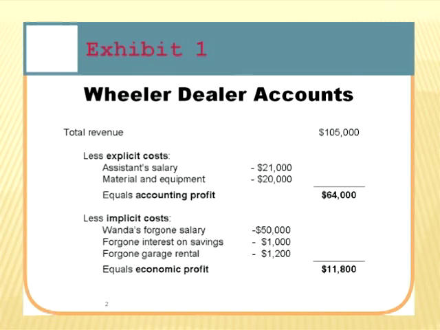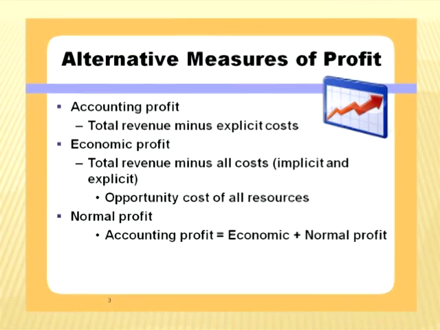And so in reality, rather than making $64,000 worth of profits, which would be the number that you would do for an accounting profit, the economic profit is $11,800. And that's the profit that's appropriate given the opportunity cost of what Wanda has put into the business for herself. So the accounting profit is just the total revenue minus the explicit cost.